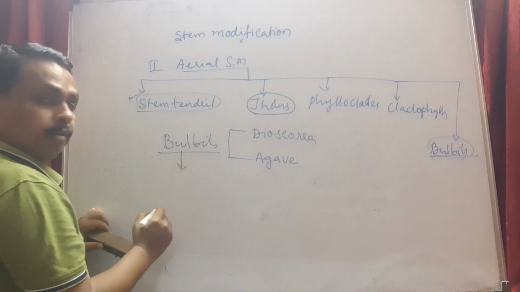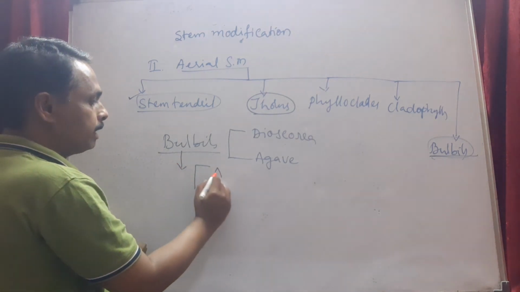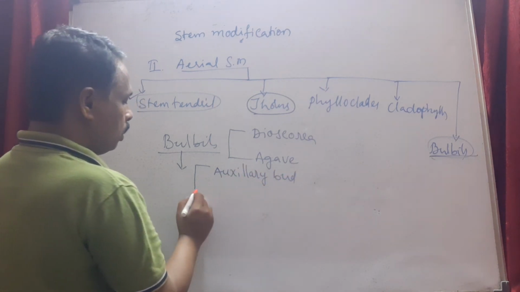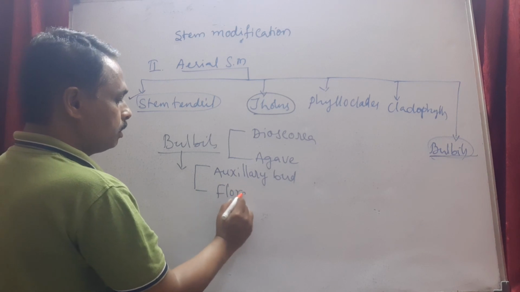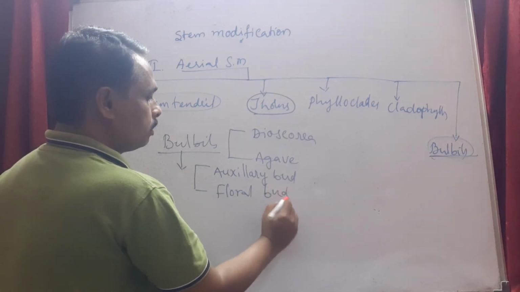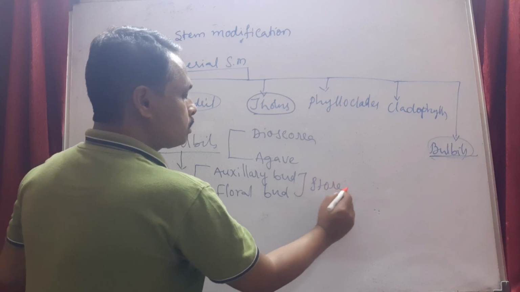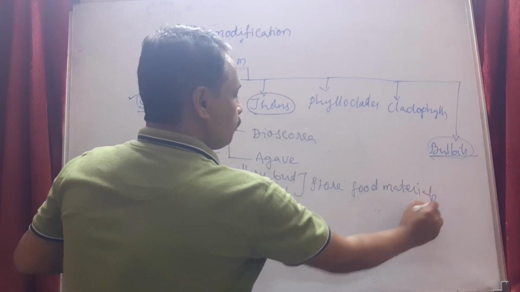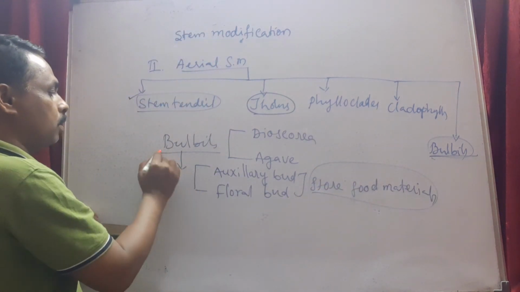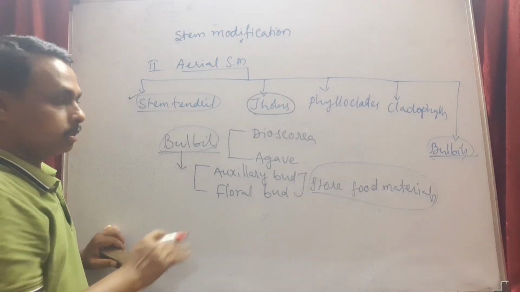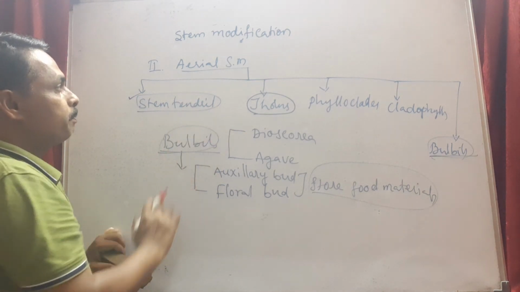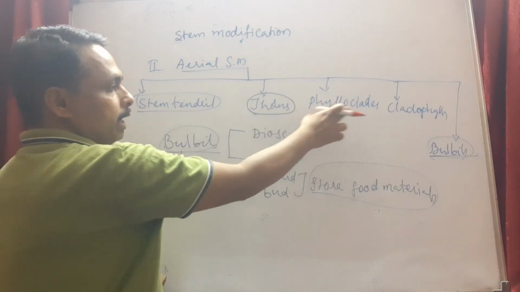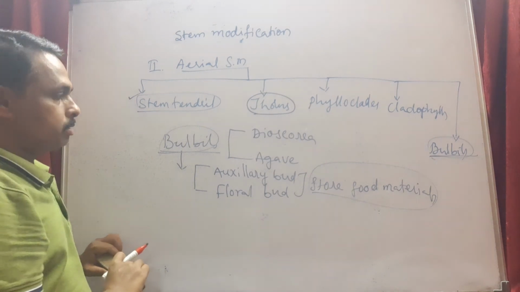What is a bulbil? A bulbil is either an axillary bud or a floral bud which stores food materials. Those axillary buds or floral buds which store food materials are called bulbils. So these are the aerial stem modifications. The first one is stem tendril, thorns, phylloclades, cladophylls and bulbils.